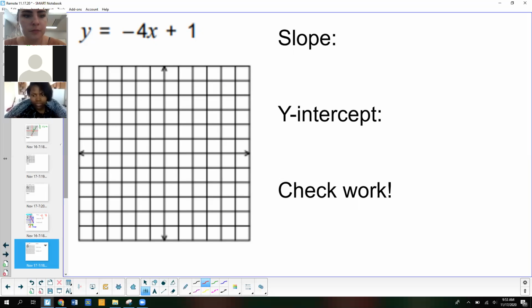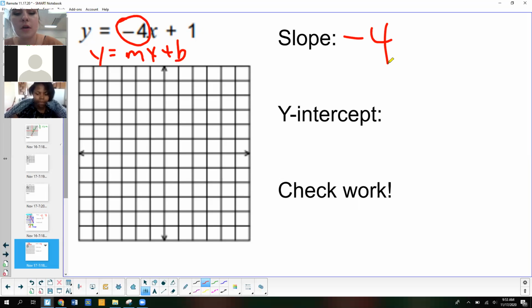So we've got -4 is our slope, because that's going to be our m in this case, in our y equals mx plus b situation. So our slope is going to be -4. Our y-intercept is going to be +1. And now we're going to go ahead and practice again graphing this.